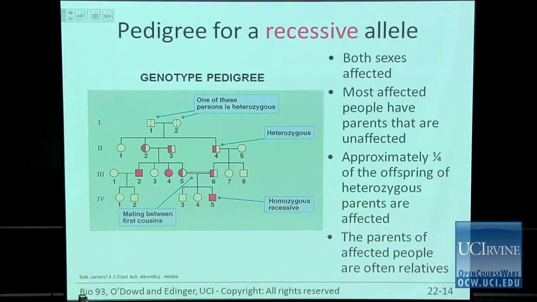Now there's a mistake in this pedigree. I have a reward for the first person to find it. Anybody see that? Yes, sir. Which generation is it? 1, 2, 3, 4. What do you see?